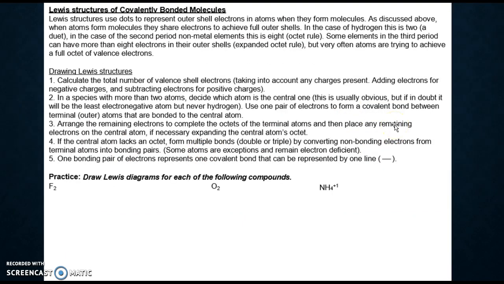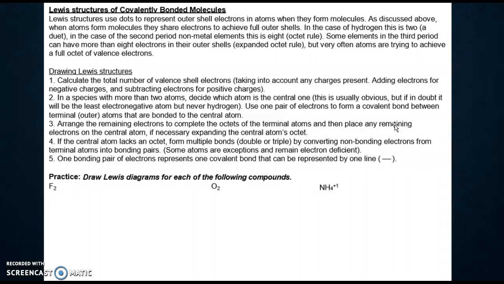So Lewis structures have to be for covalently bonded molecules only. They use dots to represent all electrons, so we're going to be drawing these out. It has to do with valence electrons. We talked about these earlier in the year, but valence electrons are how many electrons an atom has in the outermost shell. So first of all, you need to count the total number of valence shell electrons.